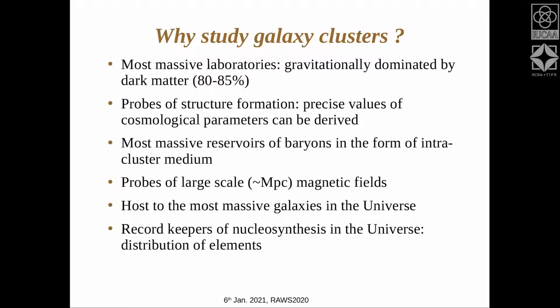These are also probes of structure formation. People study the sizes of galaxy clusters, a large number of them across the sky, and come up with cosmological parameters based on this, because they give us an idea about how the universe has evolved, or to which stage the evolution has reached in the universe. These are also the most massive reservoirs of baryons. So this intracluster medium is the most massive reservoir of baryons that you can find in the universe.